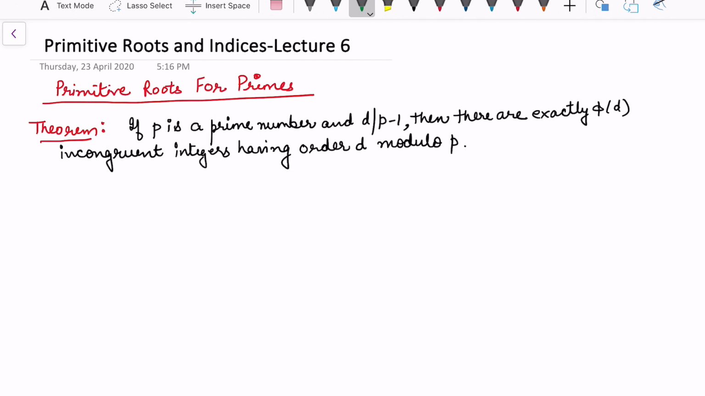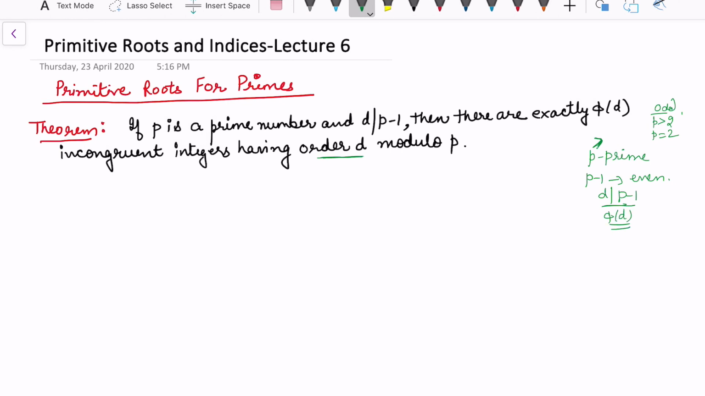Now of course, if p is prime, then we know that p minus 1 is not a prime number. The only even prime is 2 and all other primes are odd. So except in the case when p is 2, for all other cases when p is greater than 2, p is odd, and that means p minus 1 is an even number. So we are considering all the divisors of p minus 1 and we say that there are exactly phi(d) incongruent integers that have order d.